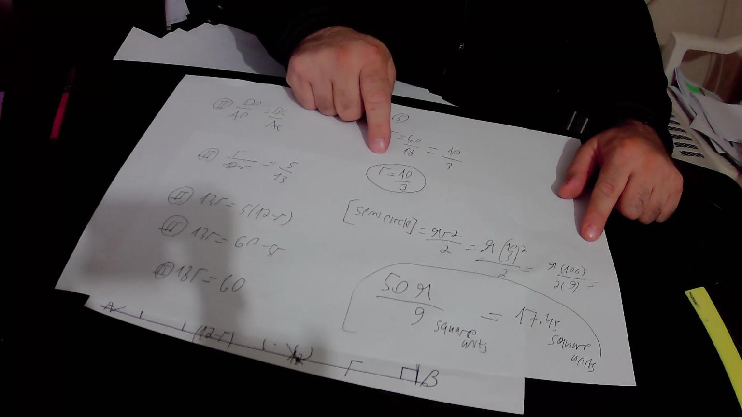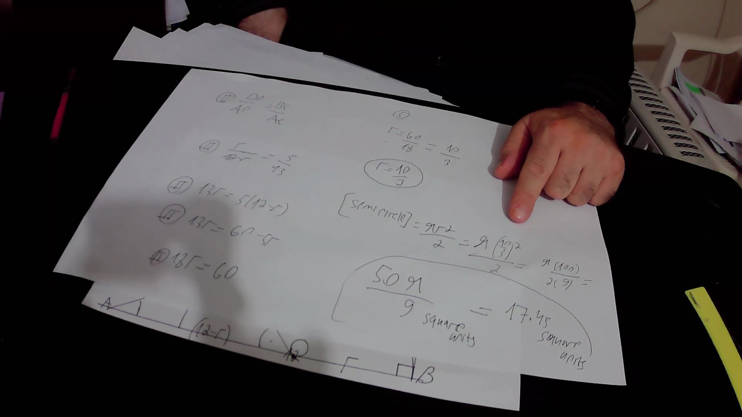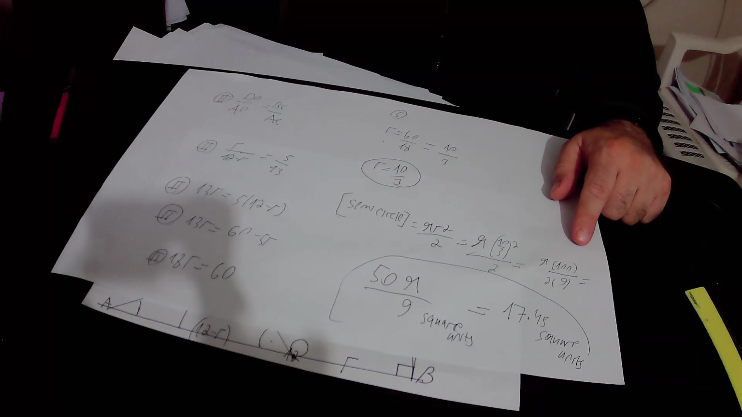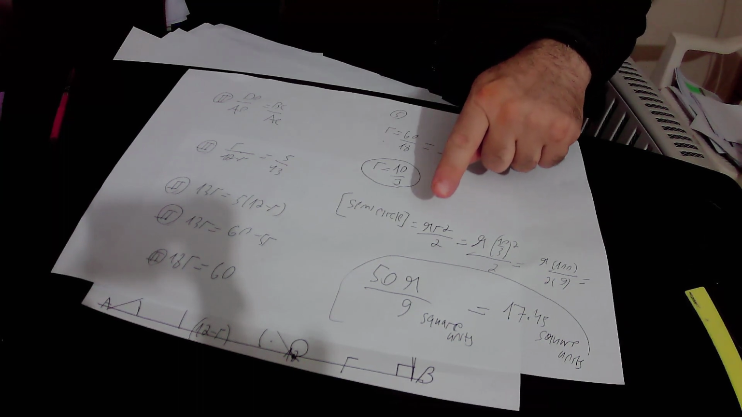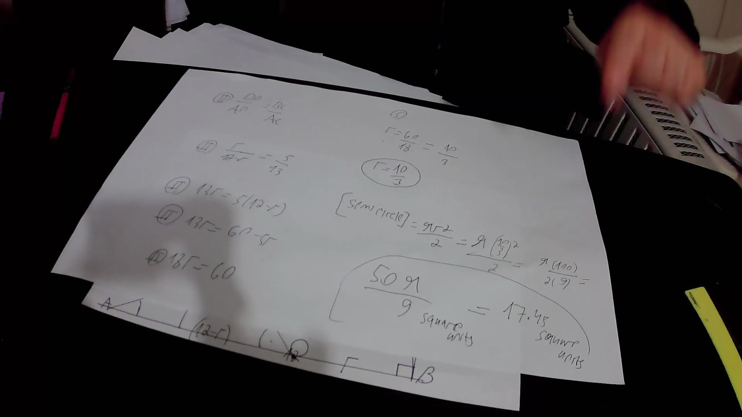So we found out that the radius of the semicircle equals 10 over 3, and the area of any semicircle equals pi r squared over 2. So r is 10 over 3, so it is pi times (10 over 3) squared, all divided by 2. 10 over 3 squared is 100 over 9, and 100 over 2 is 50. So in conclusion, the area of the semicircle equals 50 pi over 9 square units, or in terms of numbers, 17.45 square units.